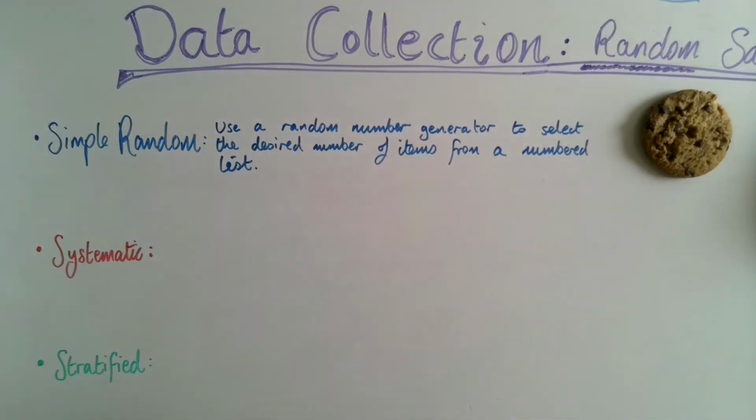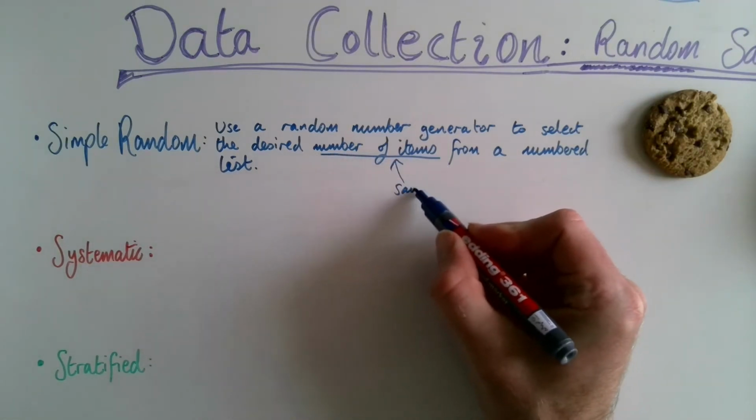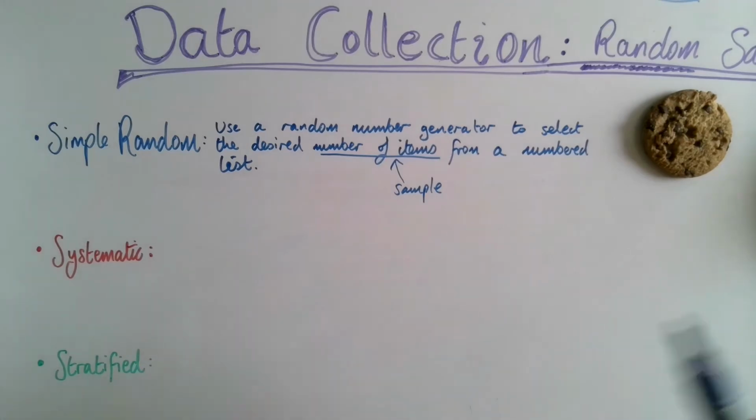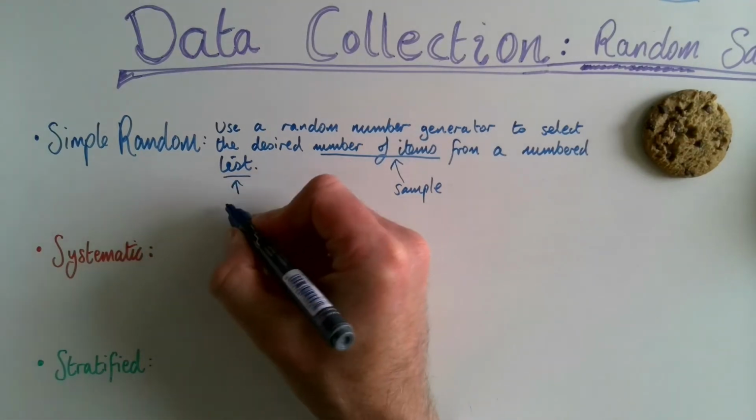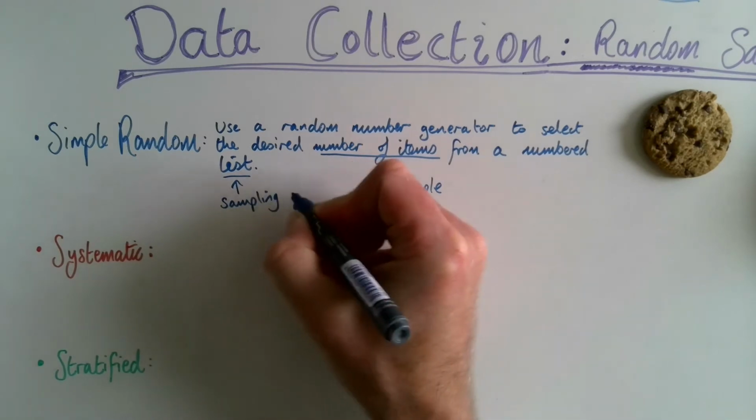So you want to write something down like this: use a random number generator to select the desired number of items from a numbered list. The desired number of items is your sample size, and your numbered list is your sampling frame, if you remember that from last time.